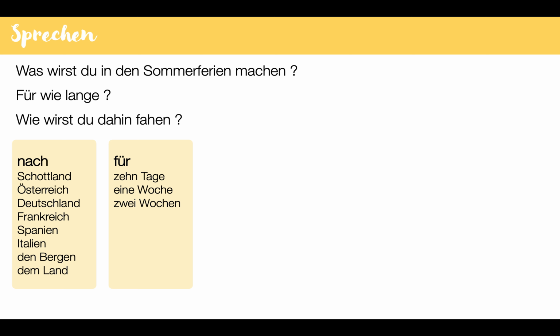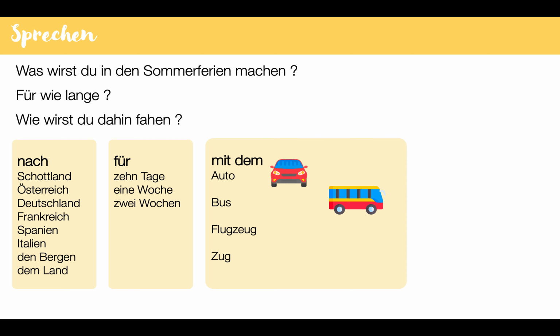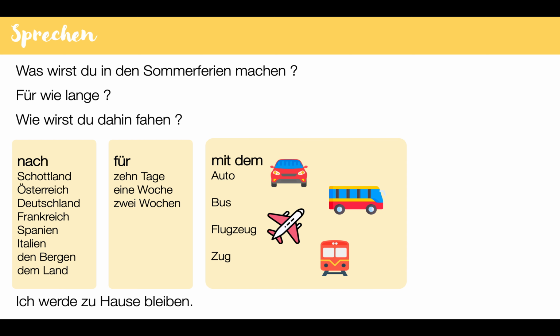Tag, Tage, Woche, Wochen. And for my transportation modes, mit dem. Fortunately for you, they're all masculine or neuter, so you only have mit dem to remember for now. So Auto, easy peasy. Bus is a coach. Flugzeug, the flying thing. And Zug, the train. So bear that in mind.